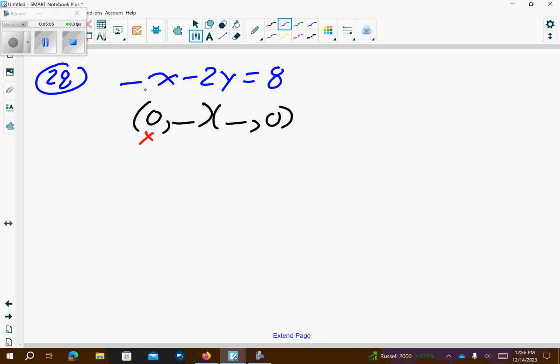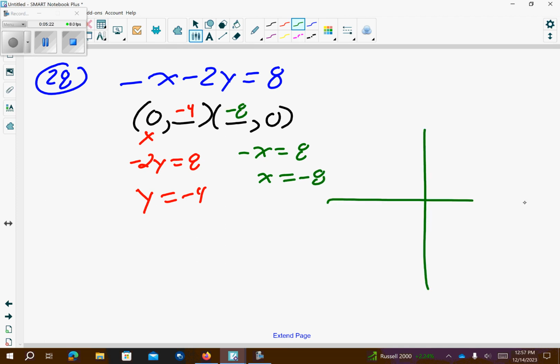So this is an x value, so ignore the x, so you get negative 2y equals 8. Divide both sides by negative 2, so you get negative 4. And then this here is a y value, so I get negative x equals 8. Multiply both sides by negative, so you get negative 8 here. And if you graph this, (0, negative 4) is down here. (Negative 8, 0) is back here. So figure out which equation looks like that.